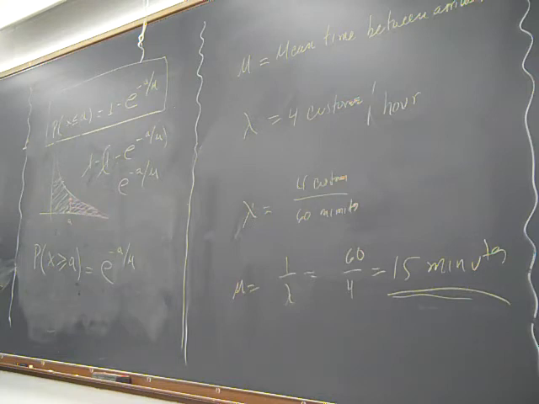But be very careful in using the same units. If I tell you 4 customers per hour, either you use 1/4 hours between arrivals, or you use 15 minutes. But you cannot use hours and minutes at the same time.